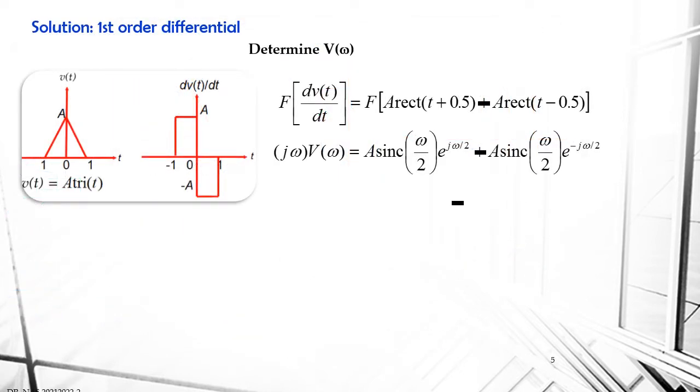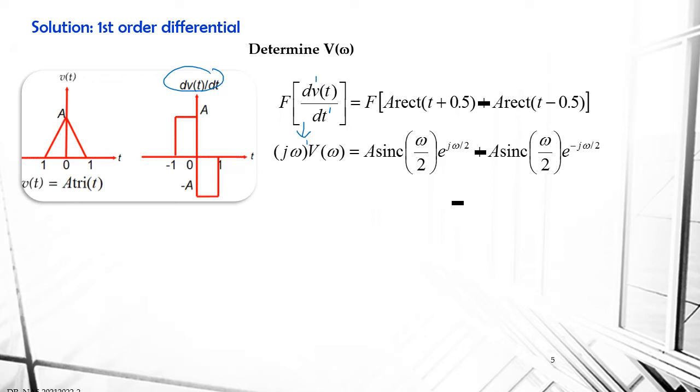Okay, so let's solve. This is the first order differentiation. The Fourier transform for this differentiation equals (jω)^n. In this case n is 1, so it is the power of 1, times V(ω). We also perform the Fourier transform on the right hand side as well.